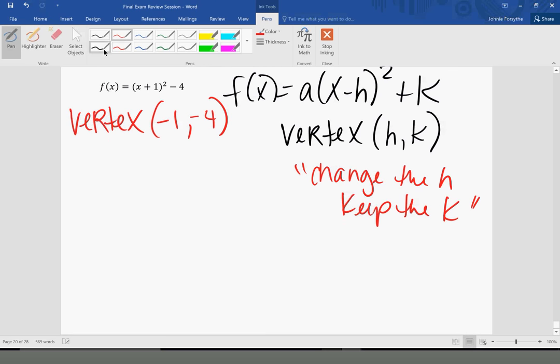So let's see, I'm going to make my little graph here. So negative 1, negative 4.